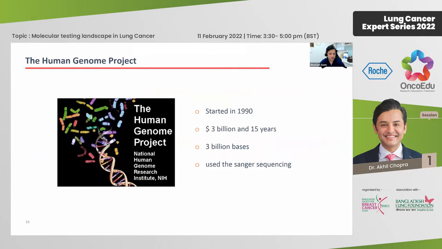So the Human Genome Project, which was started in 1990, both in the public and private sector in the U.S., cost $3 billion and took 15 years. 3 billion bases were sequenced using Sanger sequencing, which was a very slow, laborious, and painful process.